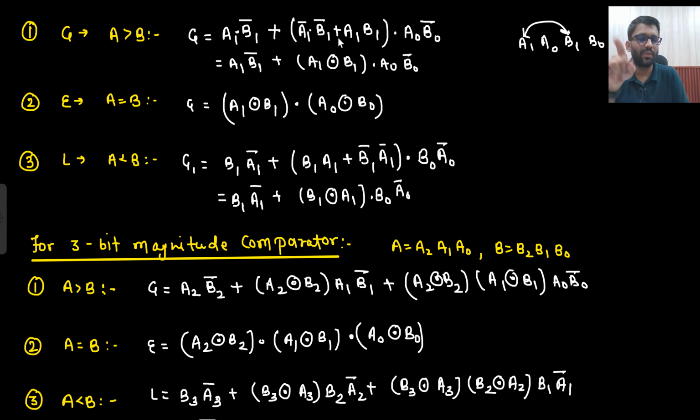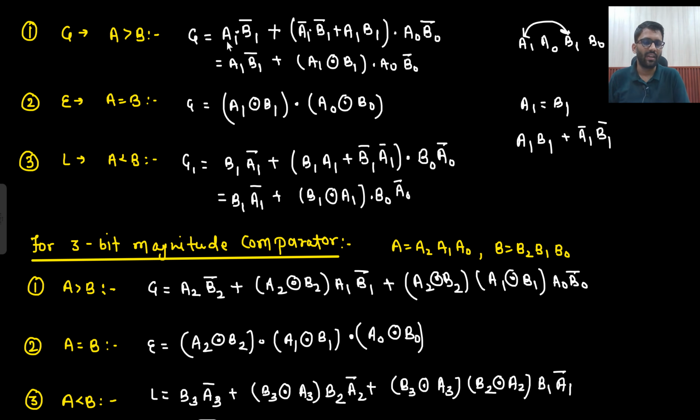So if A1 is equal to B1, how can it be written in XNOR gate? A1 XNOR B1. How can I write A1 equals to B1? A1 equals to B1 would be when A1 is there and B1 is there, or A1 is not there and B1 is not there. So A1 XNOR B1, and A naught should be greater than B naught. That means A naught is 1 and B naught is 0.